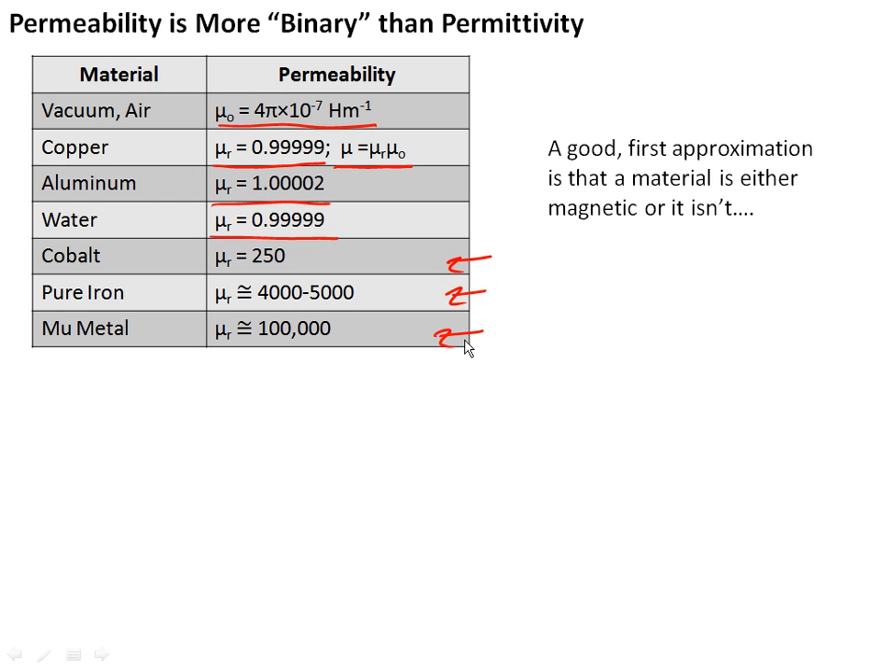So a very good first approximation is that a material is either going to have a relative permeability of 1, which means for most practical purposes it's not magnetic, or it's going to have a very, very high relative permeability, which means it is magnetic. And that's what I mean by binary. Materials are magnetic or they're not magnetic. Magnetic materials have very, very high permeabilities. Non-magnetic permeabilities are close to 1, or mu naught, the permeability of free space.